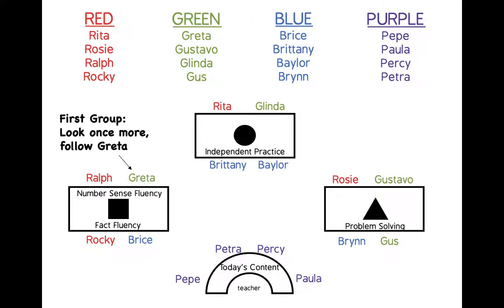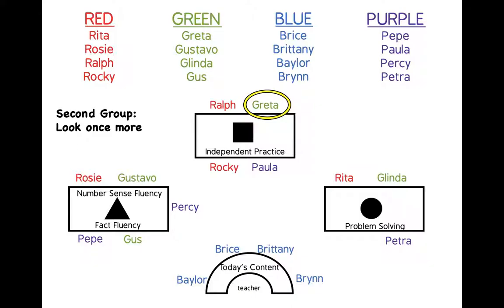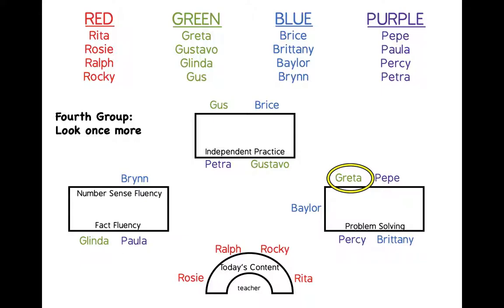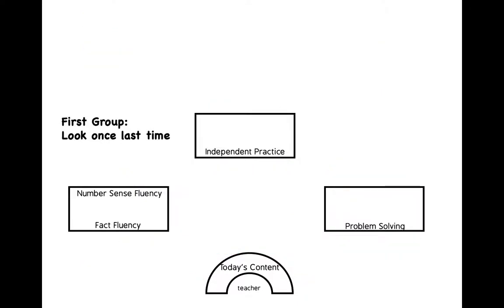Greta is a square. Greta is always in the square group with Ralph, Rocky, Bryce, and Paula. In the second grouping, Greta is with Ralph and Rocky and Paula at independent practice. But now, the teacher is going to call Greta over, so Greta misses problem solving with her group, Ralph, Rocky, Bryce, and Paula. So in the fourth grouping, Greta returns to problem solving, the station she missed. Let's look at it one last time.